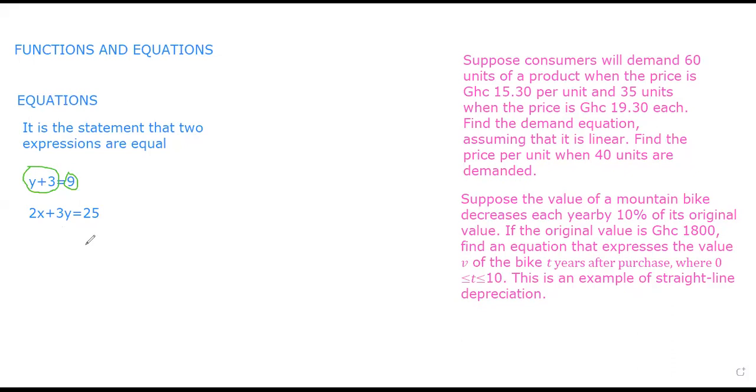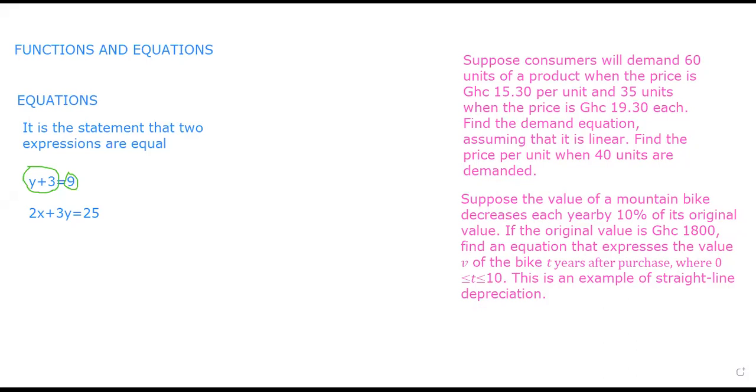So 2x plus 3y is equal to 25. These are examples of equations.